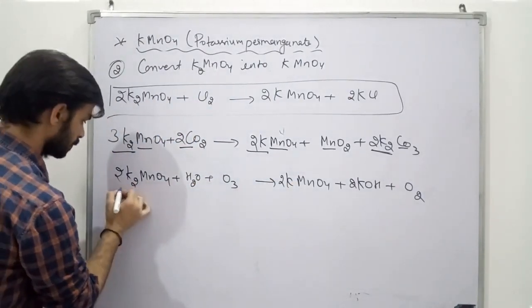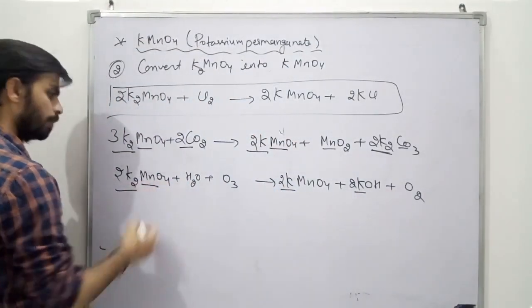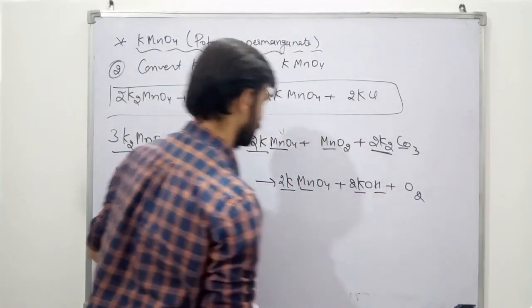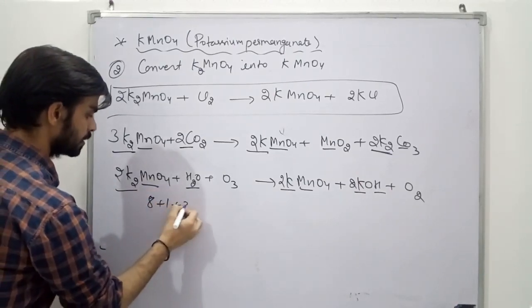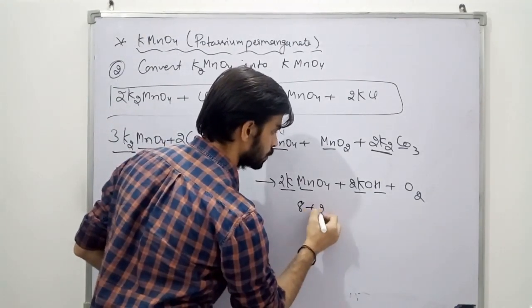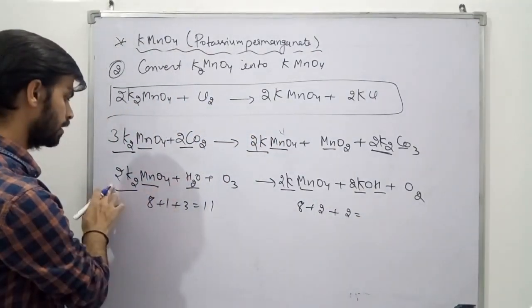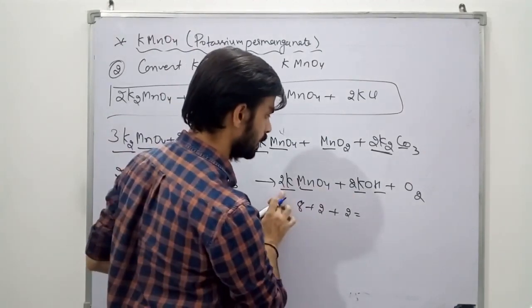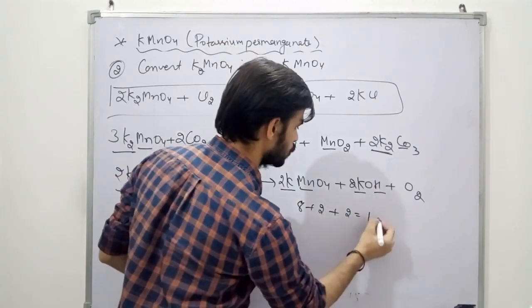Now we have 4 potassium, 2 plus 2, 4 potassium, 2 manganese, 2 manganese, 2 hydrogen, 2 hydrogen. Now balance the oxygen. 4 times 2 is 8 plus 1 plus 3, that is 12. 4 times 2 is 8 plus 2 plus 2, that is 12.